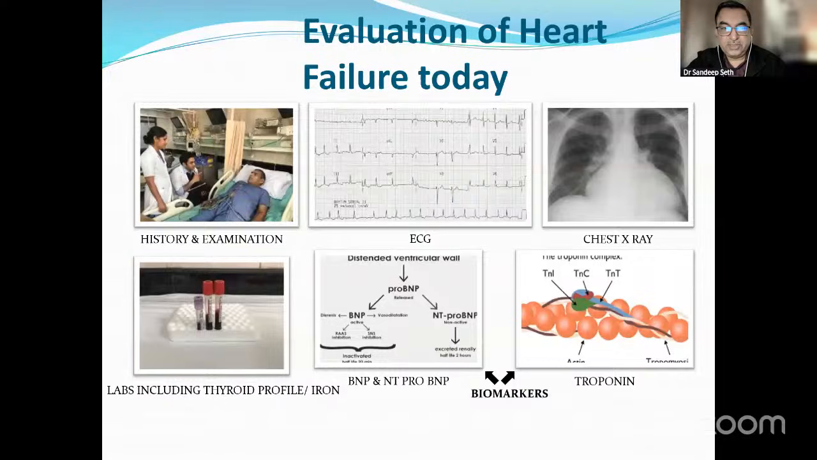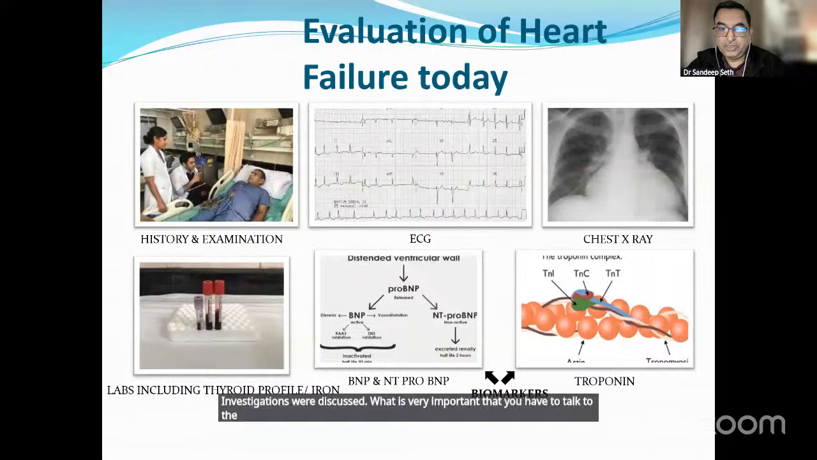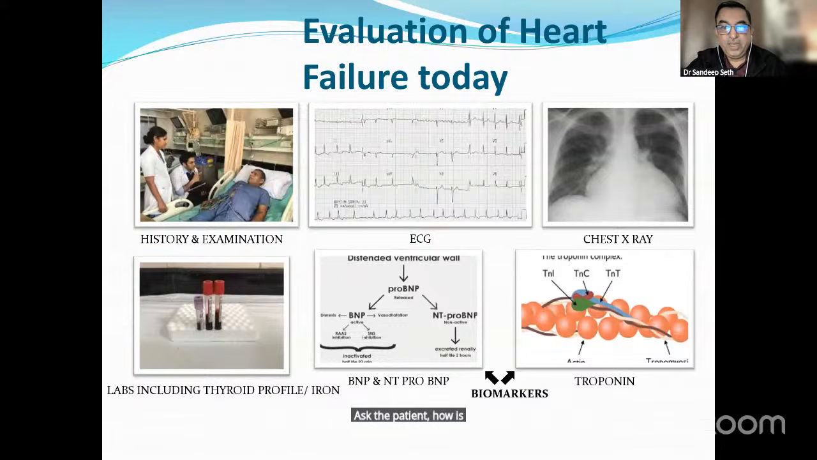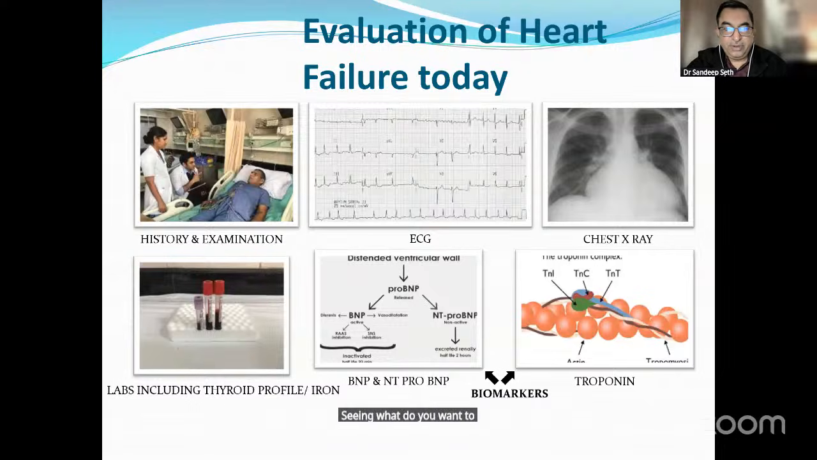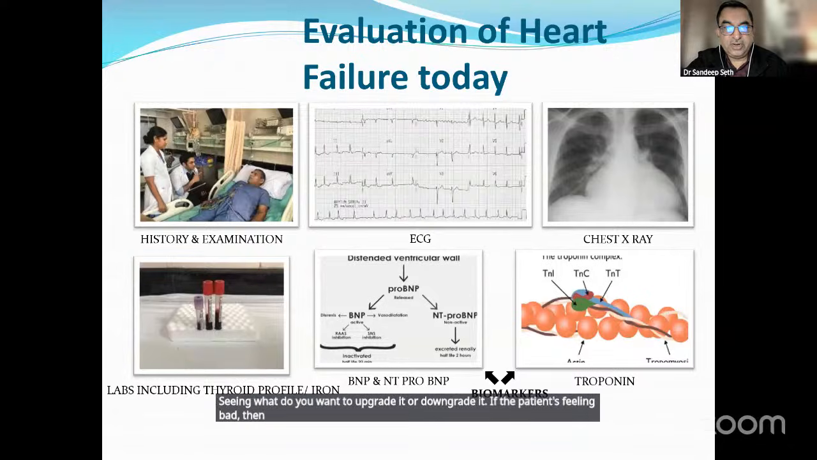Investigations were discussed. What is very important is that you have to talk to the patient, listen to the patient. Ask the patient, as Prerna started, how are you feeling today? If the patient says he's very good, you are rest assured that you don't have to worry too much. You can focus on seeing what you want to up-titrate or down-titrate. If the patient seems to be feeling bad, then definitely spend a bit of extra time trying to figure out what is wrong with this patient.